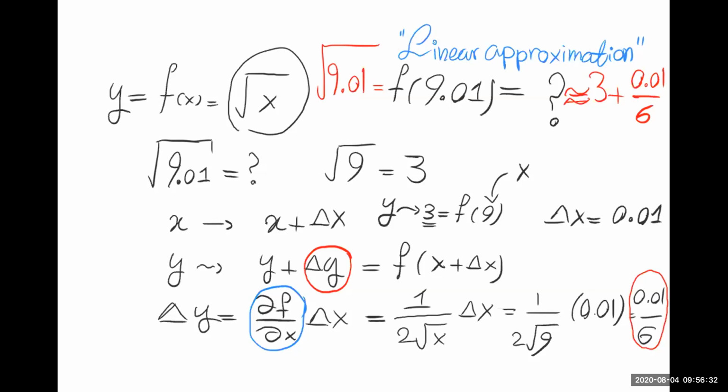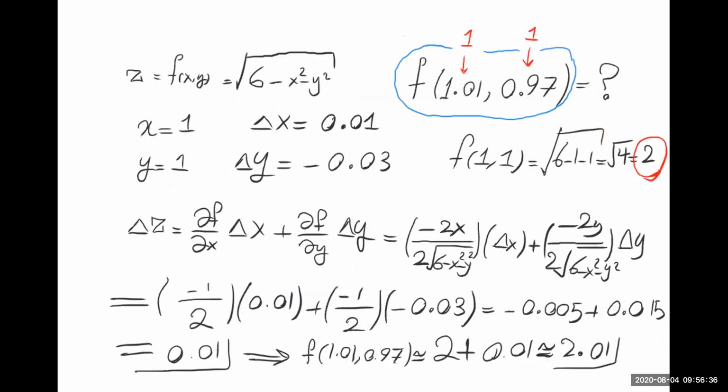So we have the one-dimensional case here, and we have the two-dimensional case here. This is two-dimensional linear approximation. Okay. Let's look at one more example.